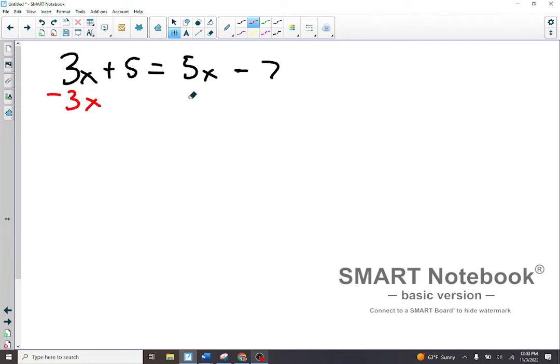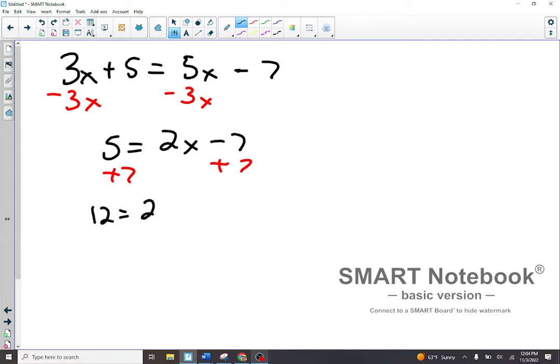So minus 3x minus 3x. 5 equals 2x minus 7. Plus 7 plus 7. Is the test tomorrow? Next week. So how would it be? Divided by 2, divided by 2. 6 equals x. Okay?